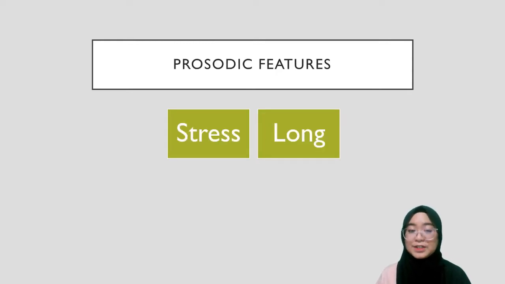The last is prosodic features. In prosodic features, we'll talk about stressed and long. Stressed vowels will be marked plus stress, and long segments will be marked as plus long. As we shall not be dealing with tone languages, we will not postulate any tone features. The prosodic features are about stress and length.